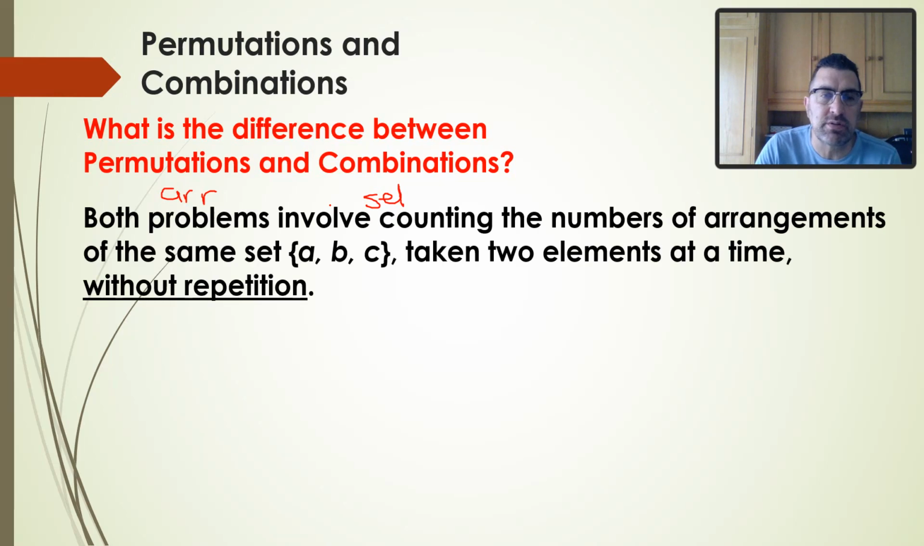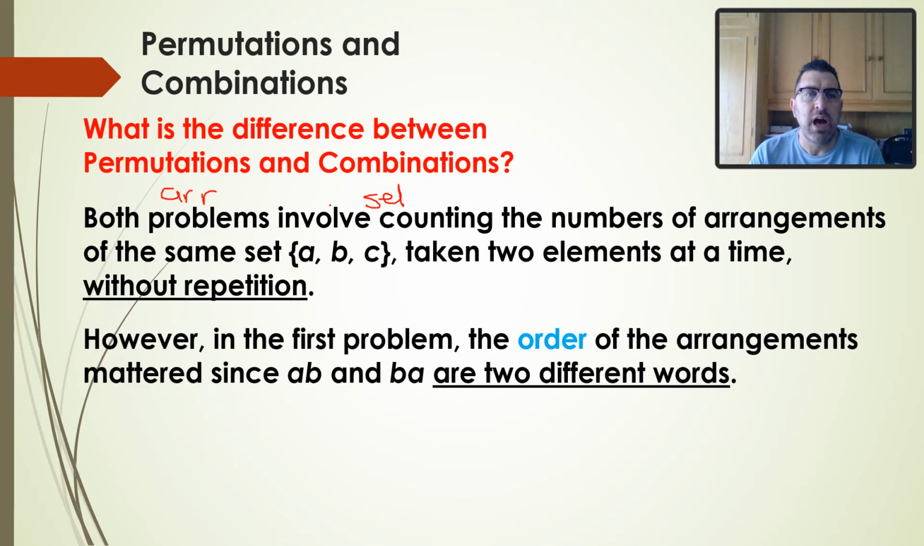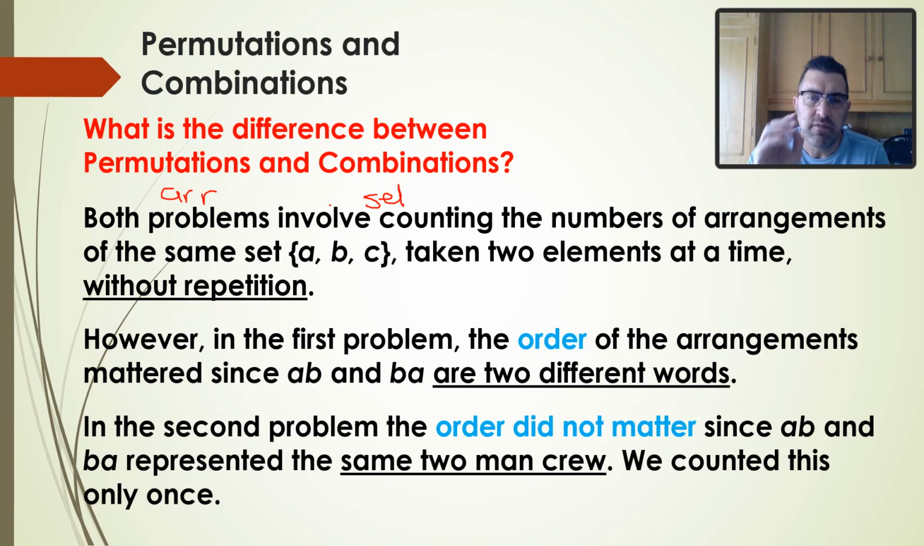So let's see what we say. Both problems involve counting the numbers of arrangements of the set ABC, taken 2 elements at a time without repetition. No repetition allowed. However, in the first problem, the order of the arrangements mattered, since AB and BA are 2 different words. So there the order was very key.